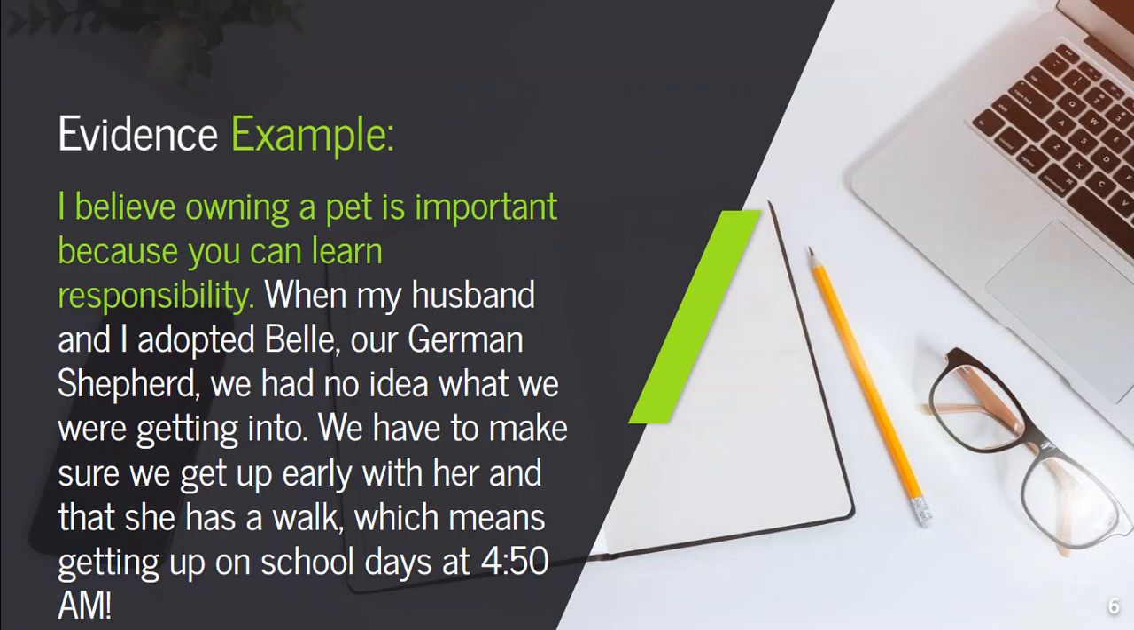Let's take a look at an evidence example while combining it with our topic sentence. I believe owning a pet is important because you can learn responsibility. When my husband and I adopted Belle, our German Shepherd, we had no idea what we were getting into. We have to make sure we get up early with her and that she has a walk, which means getting up on school days at 4:50 a.m. So I'm listing specific examples from my own life, which is easy this time because the whole essay was about why owning a pet is or is not important. And since I have my own pet, I'm able to pull examples from my own life.